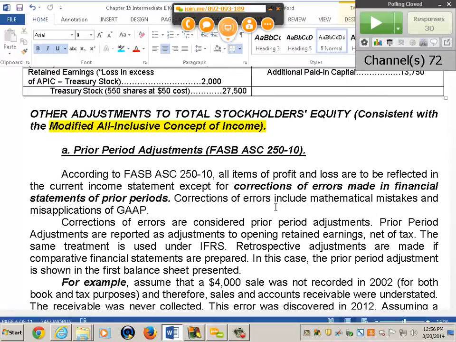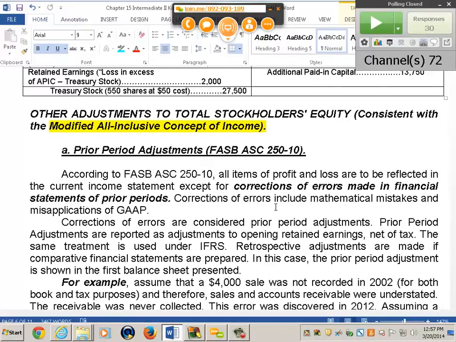If you go way back, it might have even been in August or September when we started the fall semester, we said there are two concepts of income, all-inclusive and current operating performance. Current operating performance says all I want on the income statement is operating income; extraordinary items, discontinued operations, all of that should go into stockholders' equity. All-inclusive says everything should go on the income statement. Today we have a modified all-inclusive. The income statement includes most items of profit and loss except for prior period adjustments and other comprehensive income. So these are the exceptions to the all-inclusive concept of income.